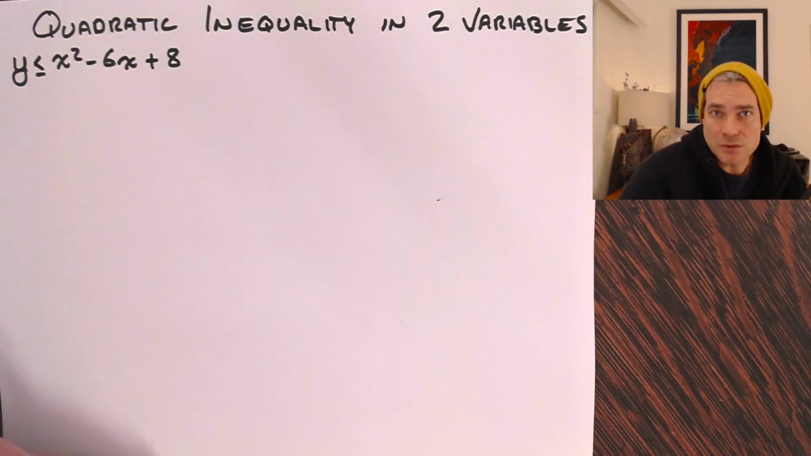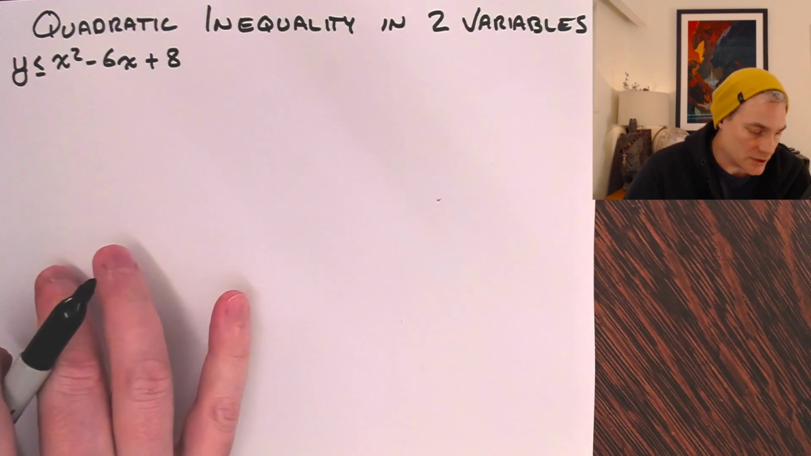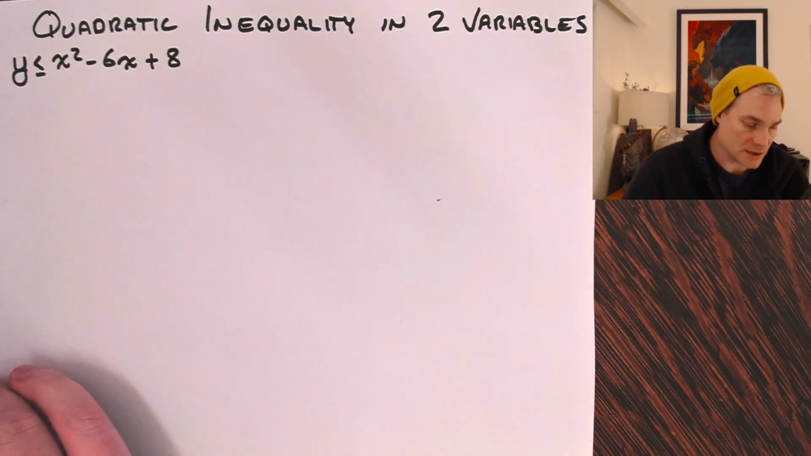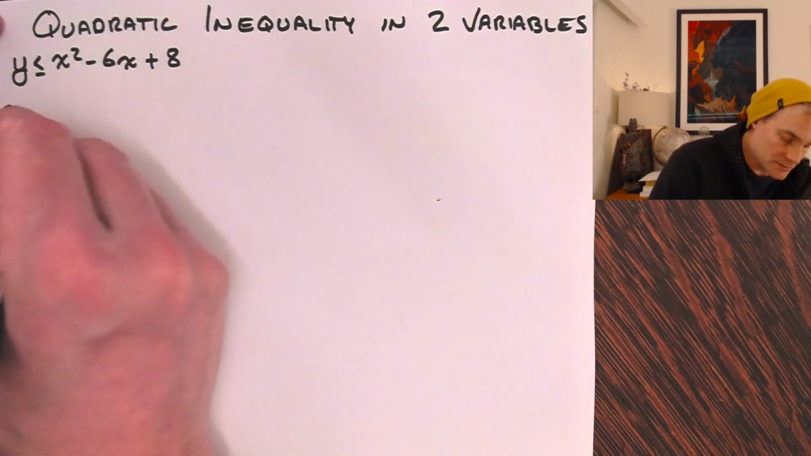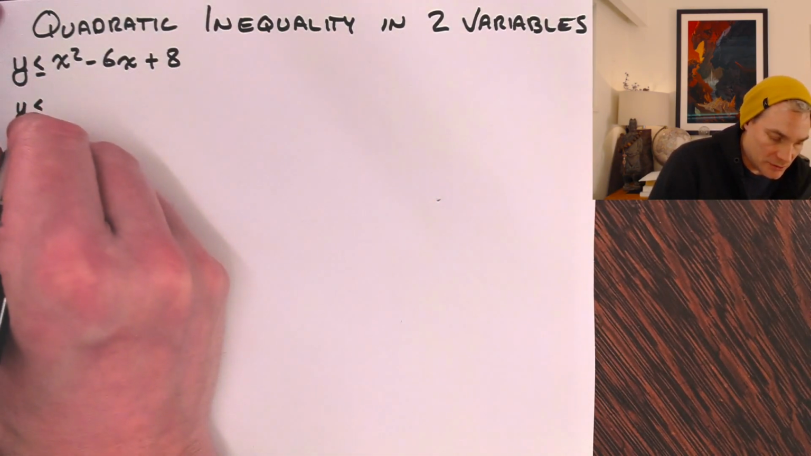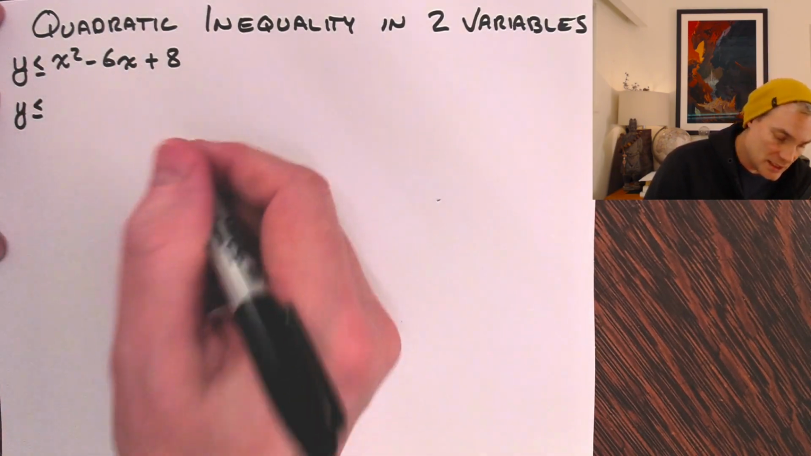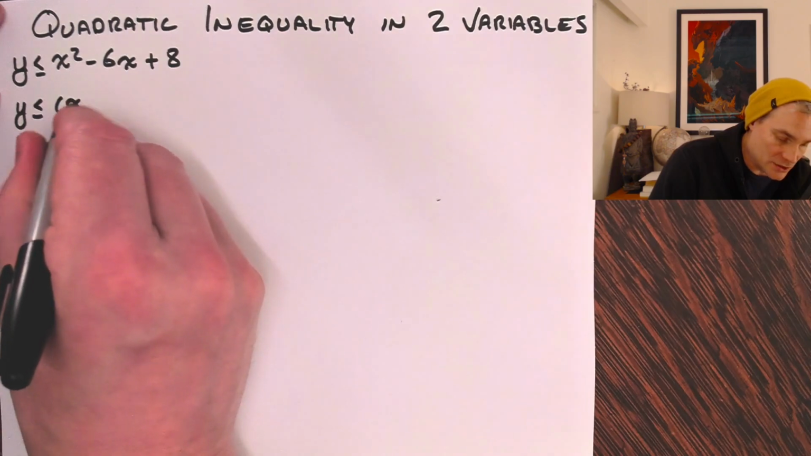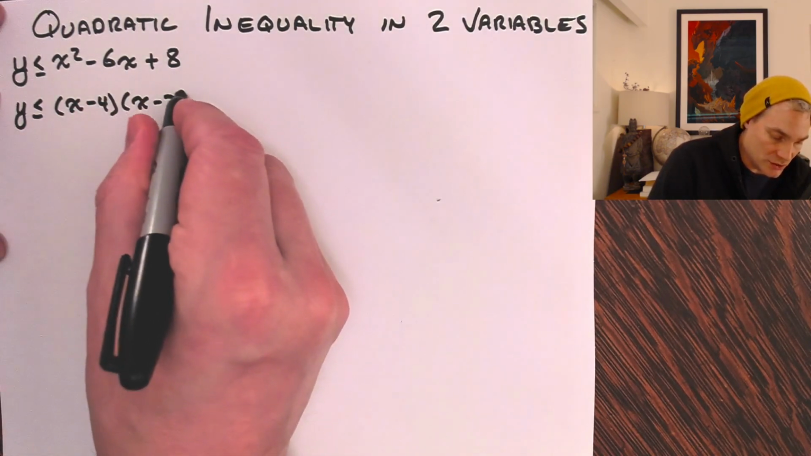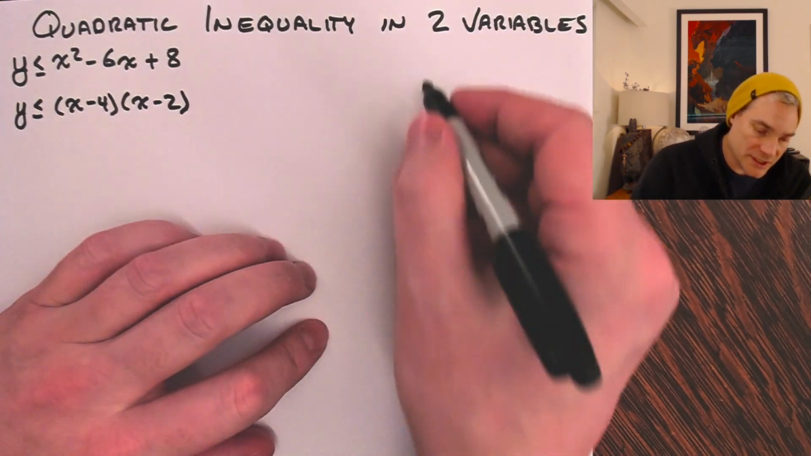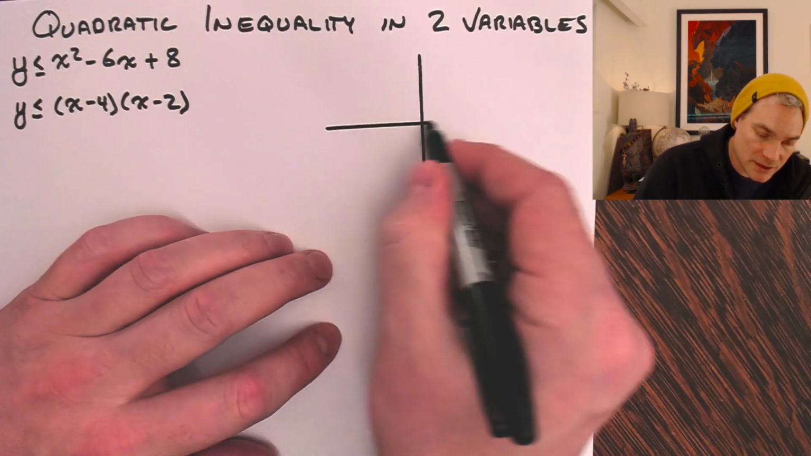Okay, so we're going to go over quadratic inequality in two variables, and these are also pretty straightforward, but let's get into it. So from here, we're just going to factor it. Let's say we have y is less than or equal to x squared minus 6x plus 8. So we factor that into x minus 4 and x minus 2. So if we go over here, we're going to graph this.